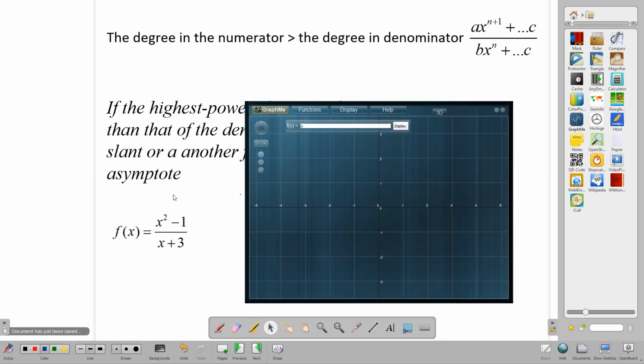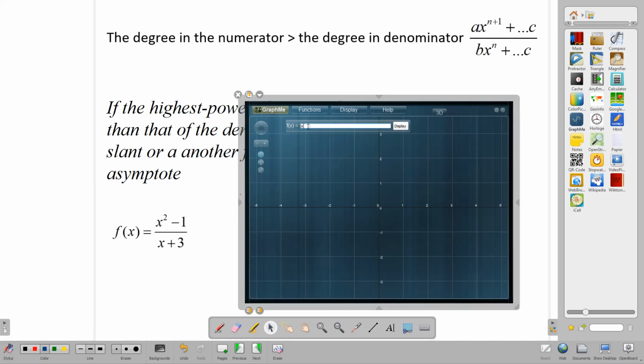X squared minus 1, and that is divided by x plus 3. Okay, so there we have it.